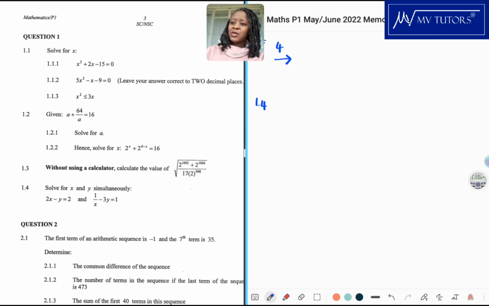Simultaneous equations. So we're solving for x and we're solving for y. So far, this paper it's nice. I hope the June paper for the matrix is also this nice.